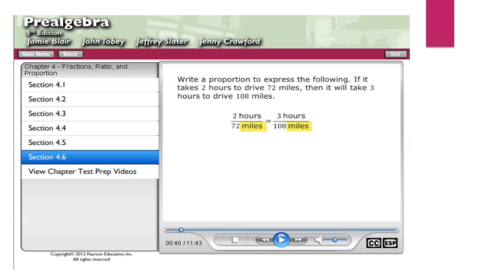The second rate is it takes 3 hours to drive 108 miles. We know that it is a proportion because it tells us it is: there's an equal sign between the two fractions and no question mark or line through it. Without the question mark and the line through it, we know that what is on the left side equals what is on the right side. So 2 hours per every 72 miles and 3 hours per 108 miles are equivalent in value. Again, be careful to keep the units in the same position.